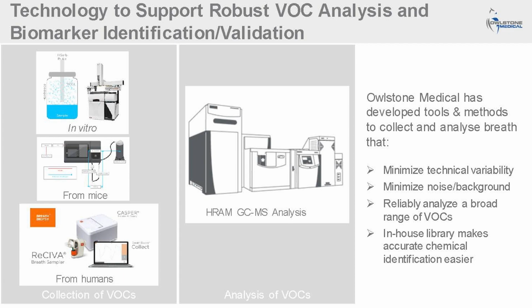And that's important when you don't know what you're looking for, of course. So the technology is optimized to give the chance of being able to look at a wide range of VOCs and hopefully pull out which ones are relevant to a particular disease. And enabling that as well is an in-house library of compounds, which makes accurate identification of the chemicals that we see much easier. This is alongside something we're developing called our Breath Atlas, which I'll talk about in a few slides' time.